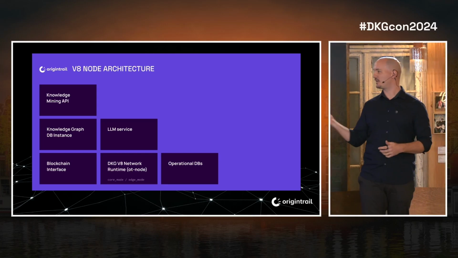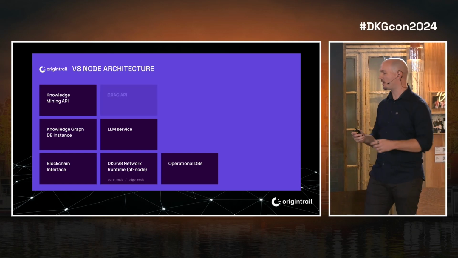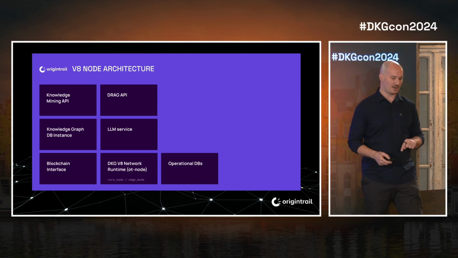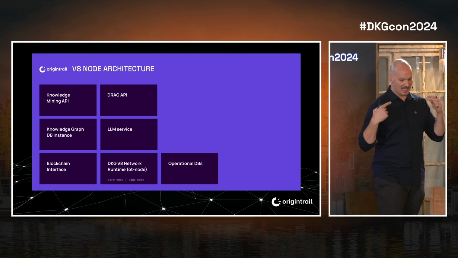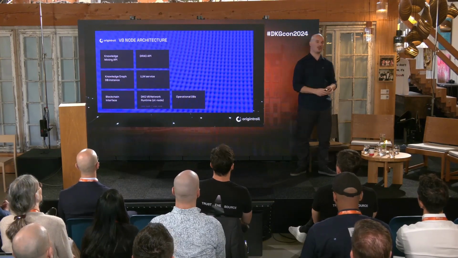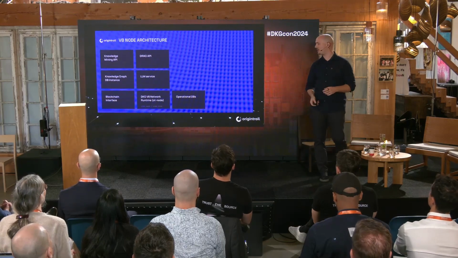It's up to you. If you're building something with the Edge Node, you can plug in whatever you want and any modality. There's a DRAG API, so decentralized retrieval augmented generation API, that essentially understands what you're trying to ask it and converts that into a knowledge graph query. So it queries the knowledge graph instance and the blockchain for you and abstracts a lot of this complexity.